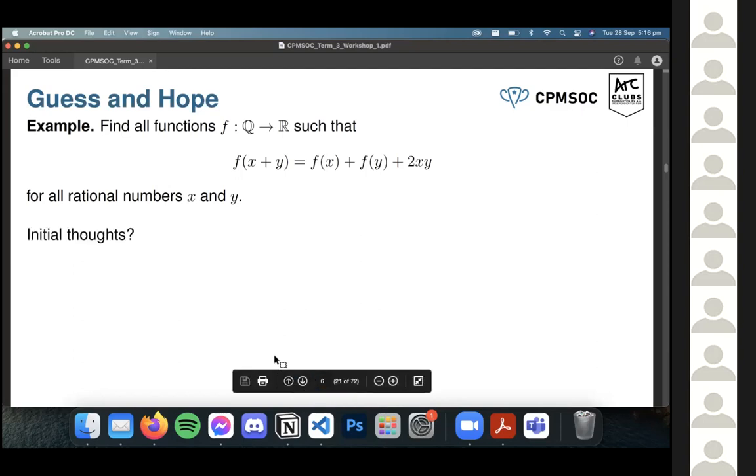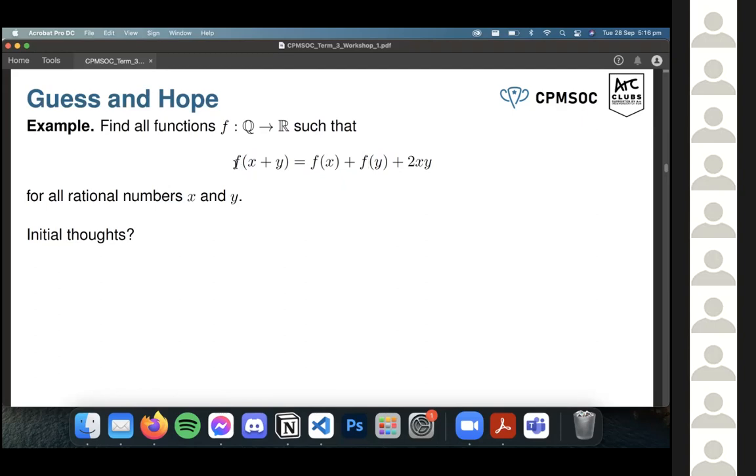Okay, does anyone have any idea on how we can solve this? Or any observations of what this looks like? Yeah, f of x equals x squared. Okay, that's a really good observation. We'll save that thought for a bit later, yeah?